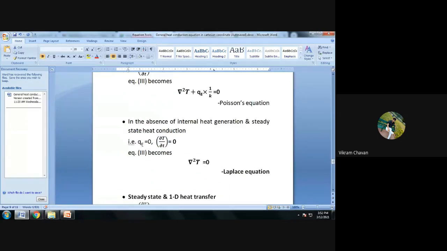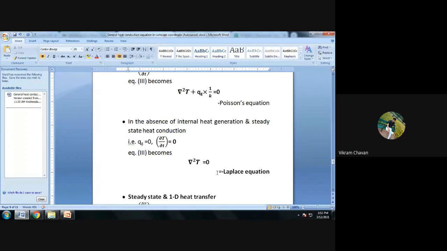When you apply Qg is equal to 0, that is internal heat generation is absent for the element, and the heat conduction is a steady state heat conduction, in that case we will get the equation as del square T is equal to 0. This equation is called a Laplace equation.